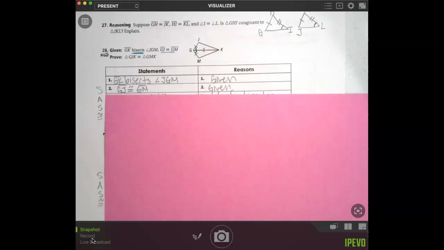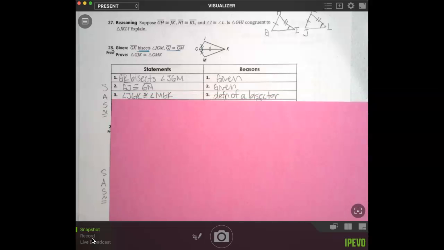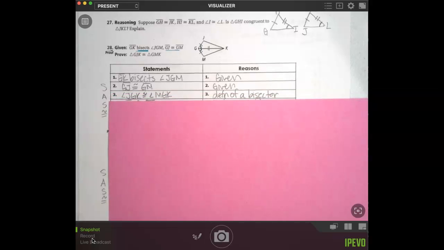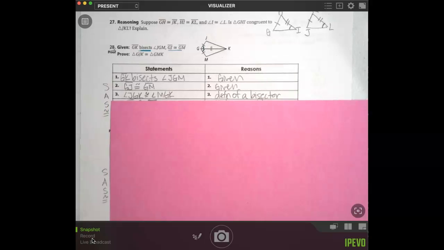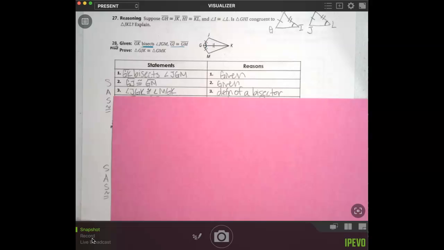And then our angles, we did the angles at G. Again, you have to use 3 letters. If they're at G, make sure G's in the middle. If we trace them out, we have JGK and MGK. And the reason we marked them is because of the angle bisector. So definition of a bisector. GK is a shared side.